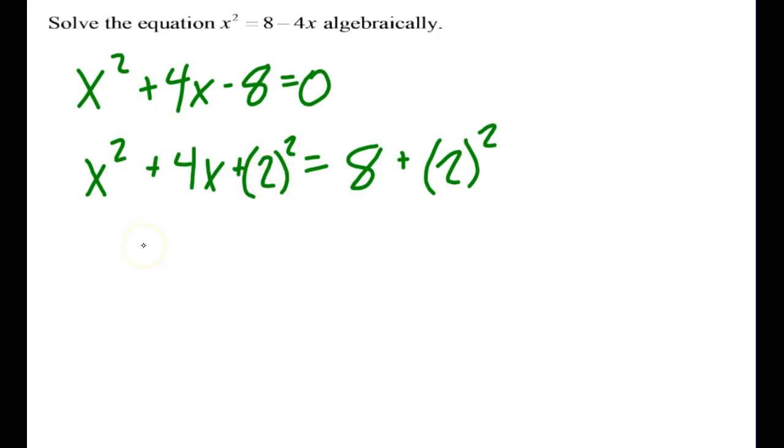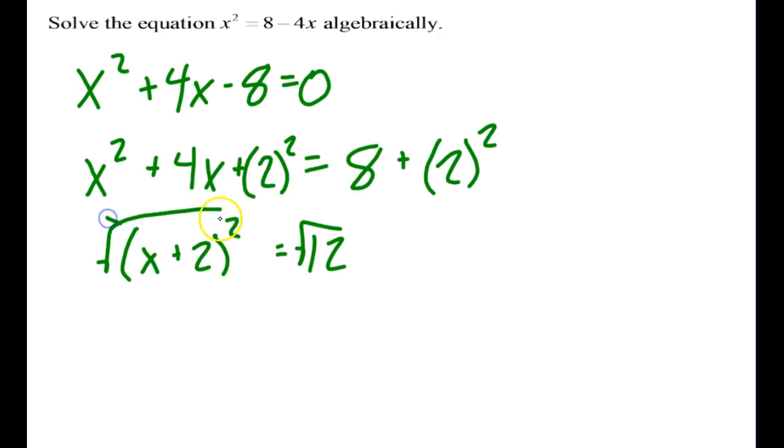Now on the left side, since we added that b over 2 quantity squared, that creates a perfect square trinomial. So this will factor down into x plus, since our sign was plus, we know this is going to be plus our b over 2 value, which is 2. So simplified to x plus 2 quantity squared equal to 8 plus 2 squared, which is 4. That would be 12. Now we solve, take the square root of each side. X plus 2 is equal to plus or minus radical 12.